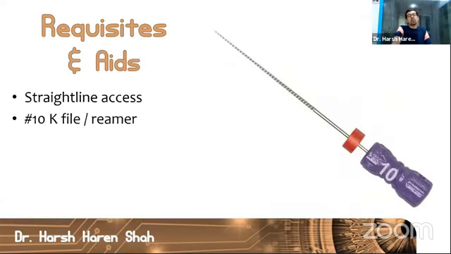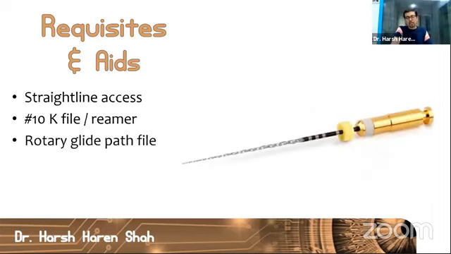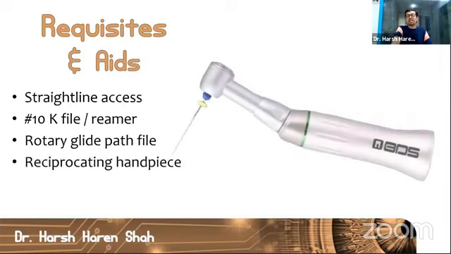Apart from this, there are a few instruments or equipment which are available which will help you in preparation of the glide path. A number 10 K file or a number 10 reamer is absolutely essential for all your endodontic procedures. You may choose to use a rotary glide path file, and you may also use a reciprocating handpiece like the K400 or the M4 safety handpiece. I'll be discussing all of these instruments in detail because that is what my presentation is mostly going to be about: preparation of glide path using these simplified aids.